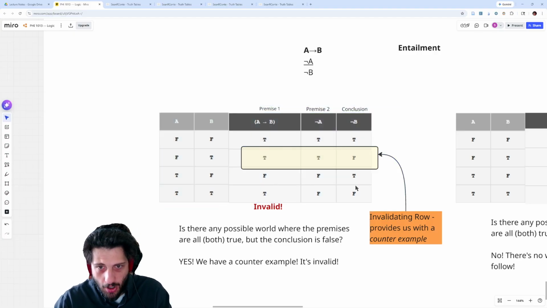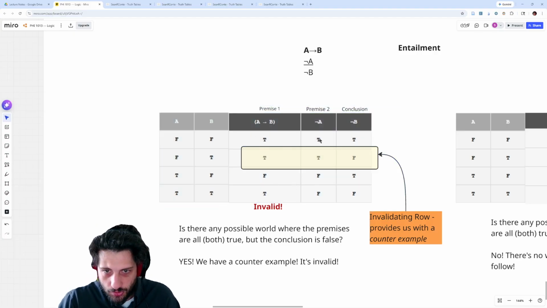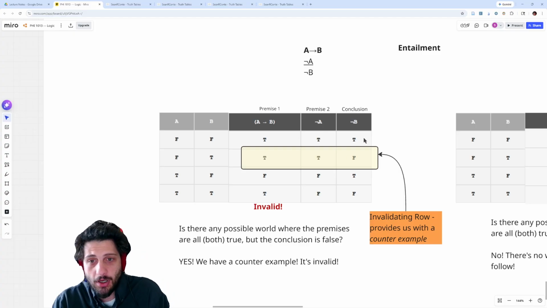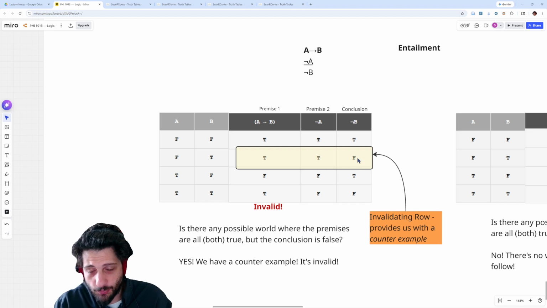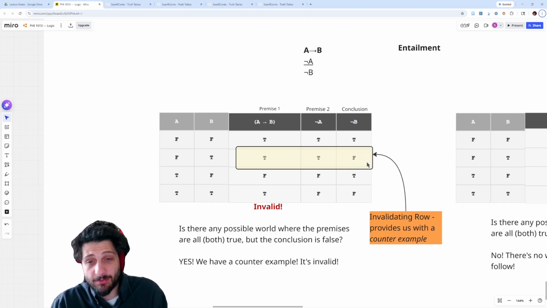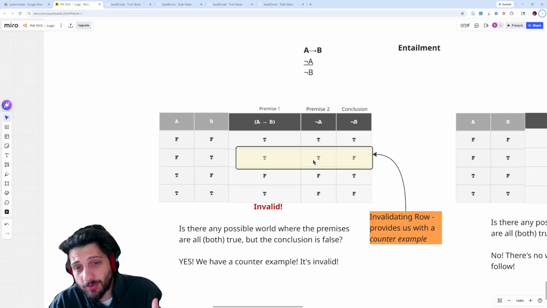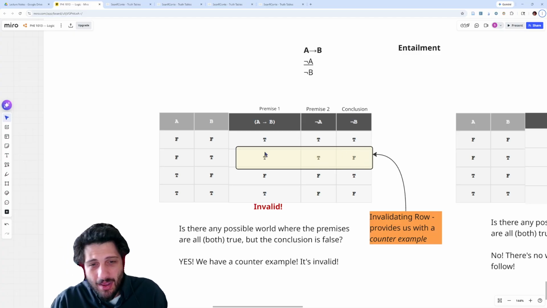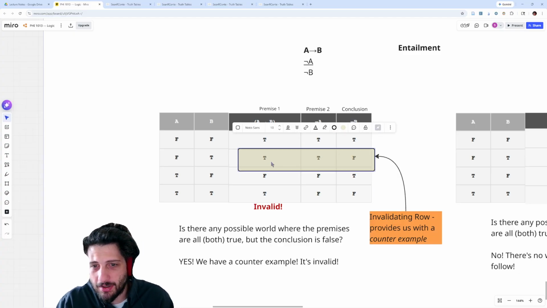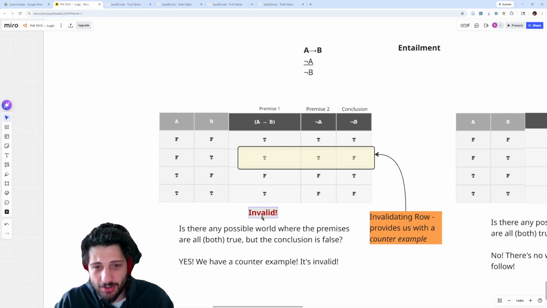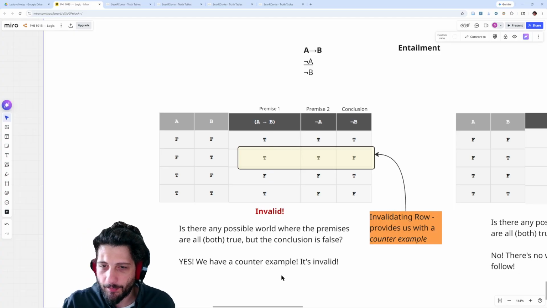I can just go through each row and ask, are my premises true? Yes, but my conclusion's also true, so that's not a problem for the argument. On the second row, though, we saw this is a problem for the argument. This is a place where the premises are true, but the conclusion isn't. So what we're seeing is it's possible to accept those premises, but the conclusion doesn't follow. Just because we verify that the premises are true doesn't mean the conclusion's true. And that means that this argument is invalid.